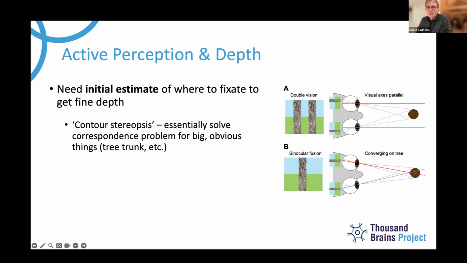In particular, you need to figure out where to actually fixate, where your eyes should converge and how much the lenses should accommodate so that you have the stimulus of interest in your fixation. Initially, if you're just fixating at infinity, then any objects near you are going to be doubled and all this kind of stuff. So somehow you need to estimate where should my eyes converge to focus on this tree trunk. How far away is it so that I can focus on it?